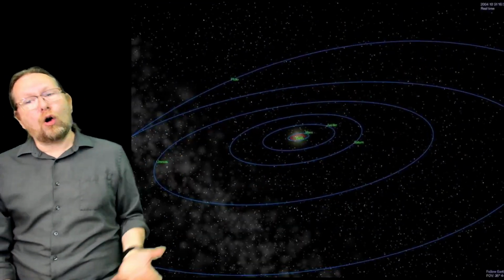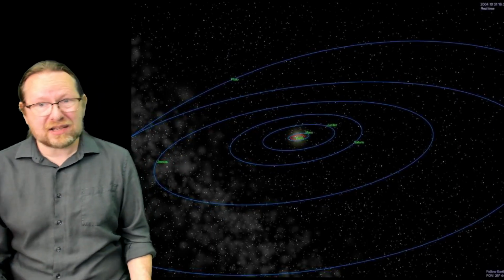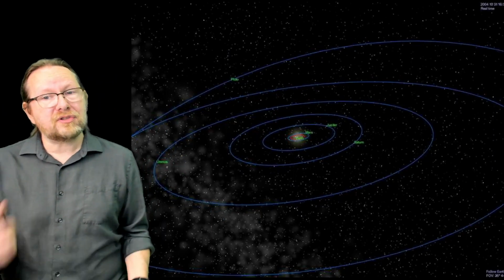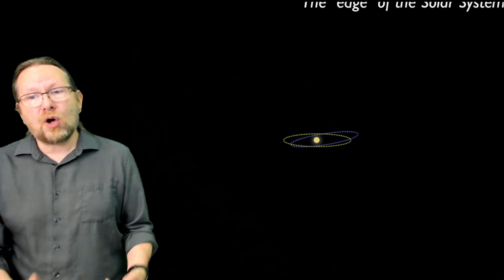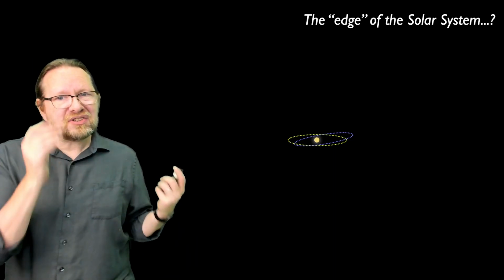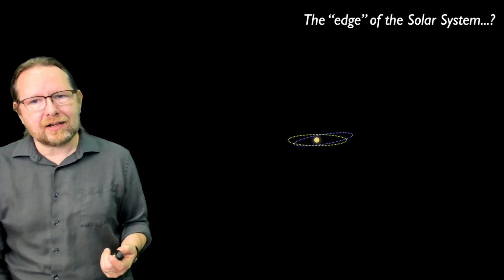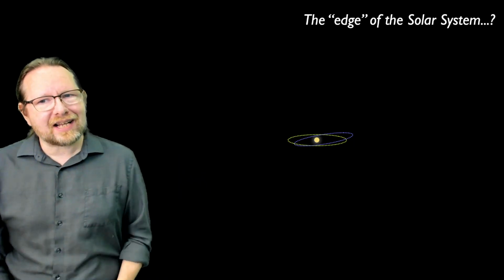But that's not all that our solar system is. Our solar system is filled with comets and asteroids. Those are part of our solar system. They orbit the Sun just like the planets orbit the Sun. If you go out beyond the orbit of Pluto, there is still stuff that orbits the Sun. Pluto is not the edge of our solar system. The solar system does not stop at Pluto.